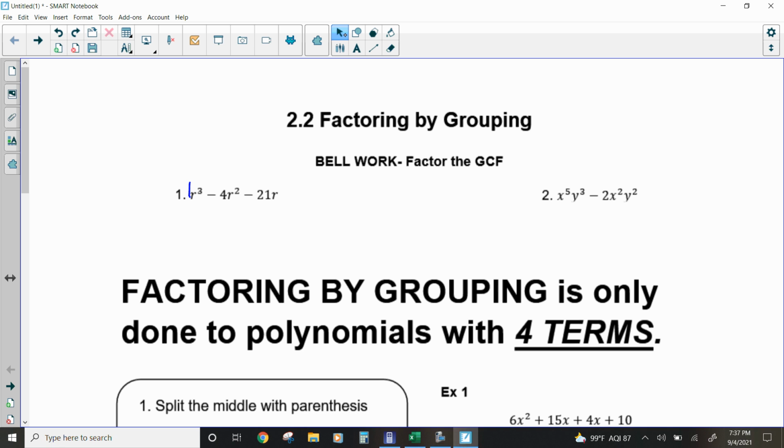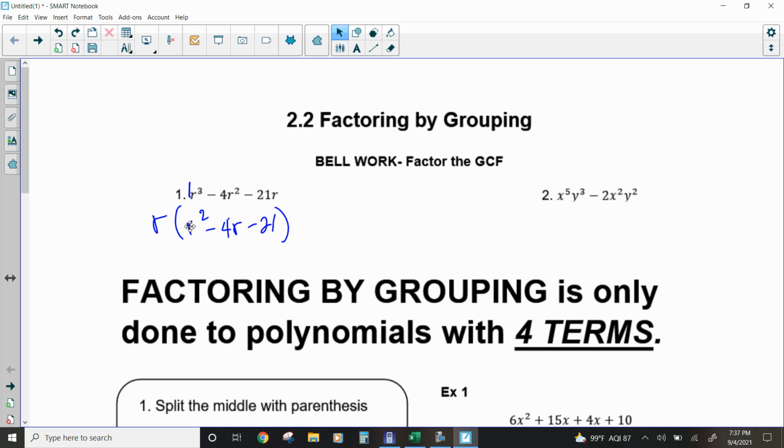So when it comes to letters, if they all have the letter, you take out the lowest exponent and you put that in the front. And then the stuff that is in the parentheses is what's left once you divide the problem by the GCF. So if I pull an R out of each term, that's what I get.